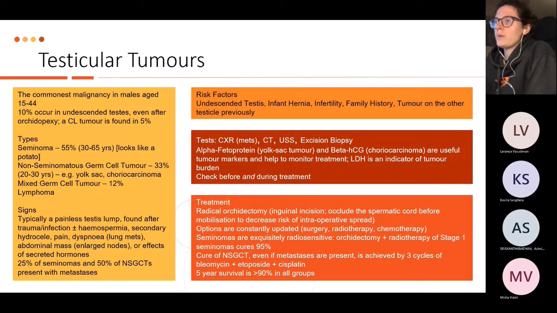Radiotherapy and chemotherapy are also important. And actually, despite the perhaps not so great numbers on METs at presentation, survival is pretty good in general for testicular tumours.